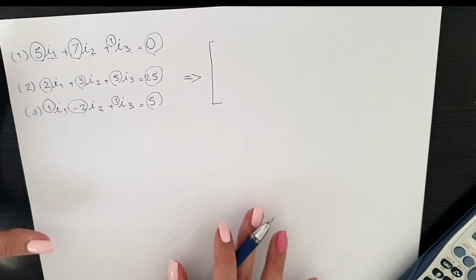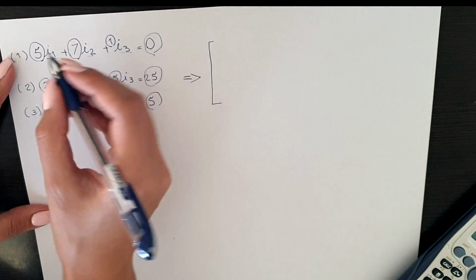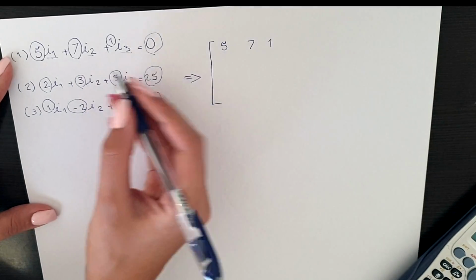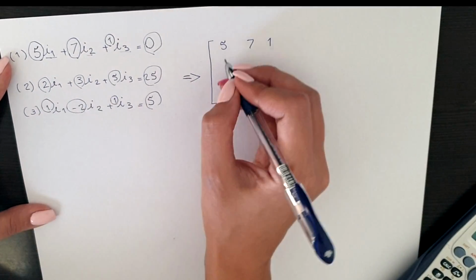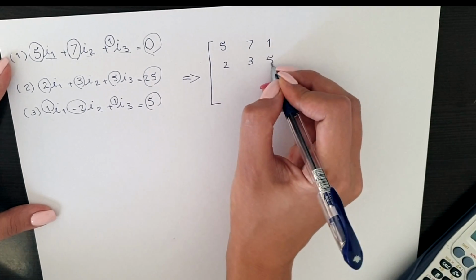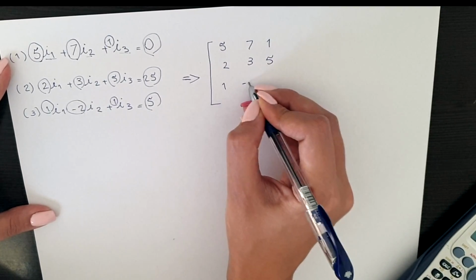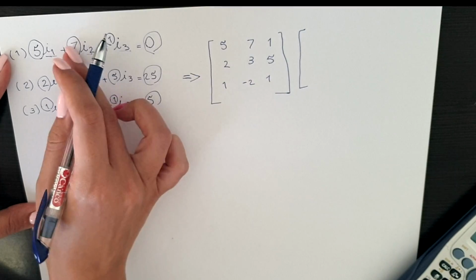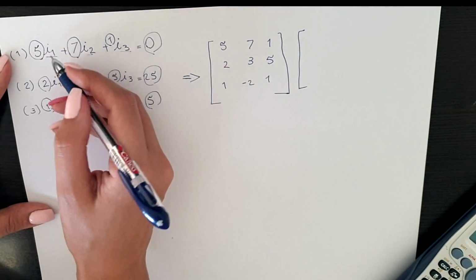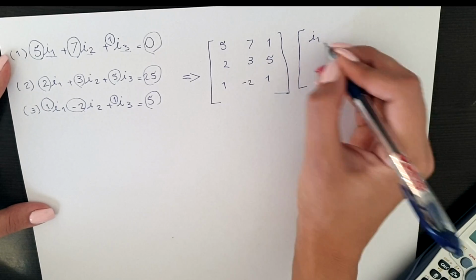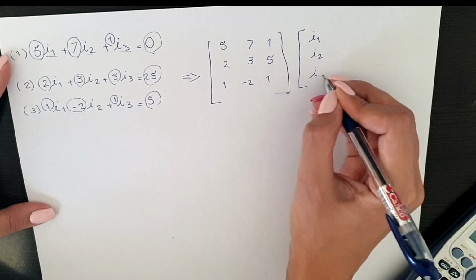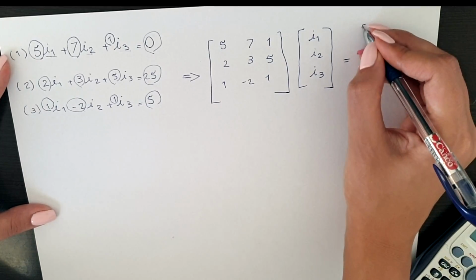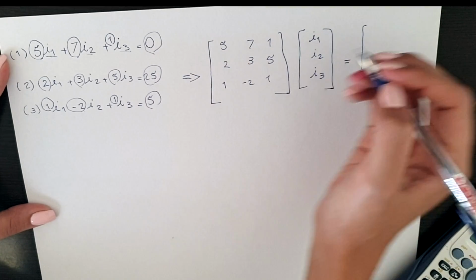So how do we put it in a matrix? We put all these numbers one after another, 5, 7, 1, the numbers that are getting multiplied by these variables. 2, 3, 5, 1, minus 2 and 1. And then these numbers are getting multiplied by our variables, which are I1, I2, and I3. And then at the end of the day, they're gonna be equal to what? 0, 25, 5.